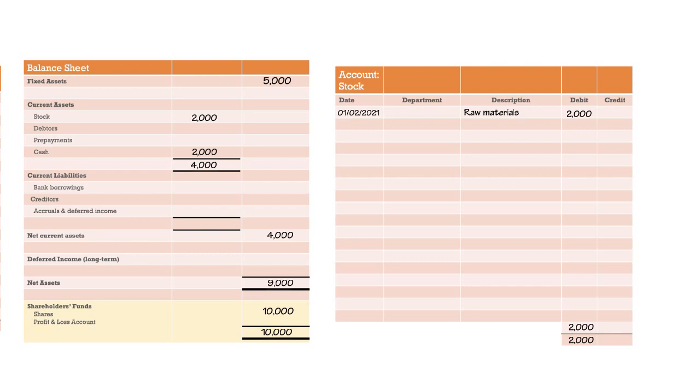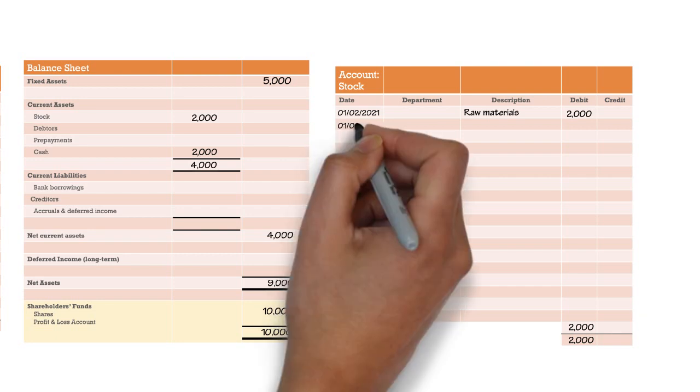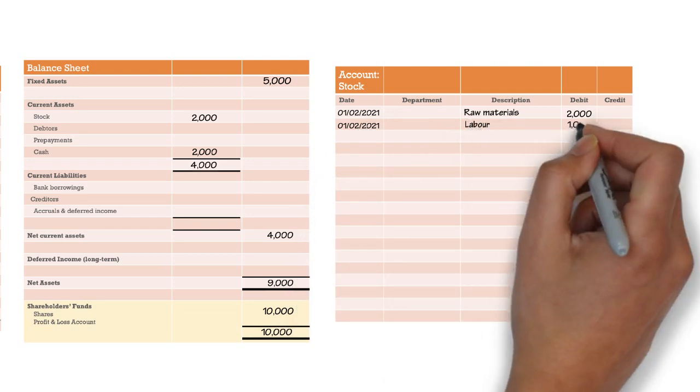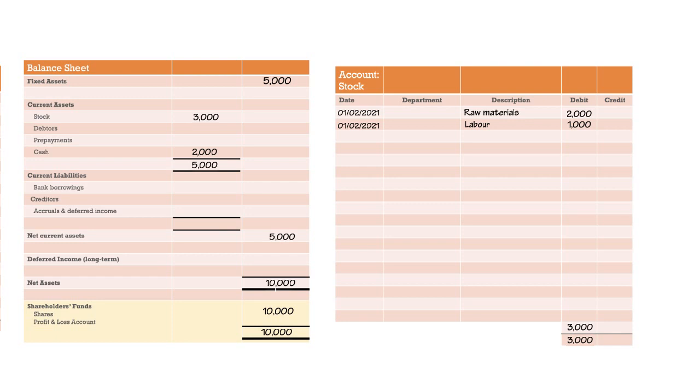Let's think about the labour for a moment. What that labour has actually done is added value to those raw materials. So it's added value to our stock. So the labour will also be charged through to stock, and that was £1,000. For now, we see that we have a balance sheet that balances again.